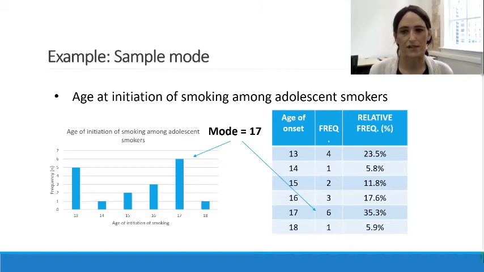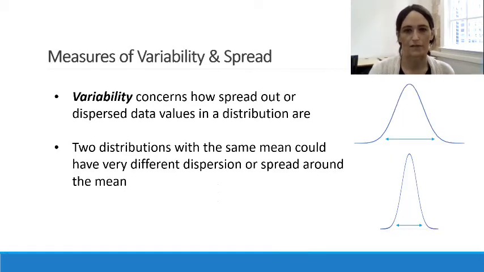And that could be interesting if you were planning an intervention and you wanted to know what age is the most likely that someone will adopt a behavior like smoking. And it could correspond to the mean and the median, but it could be a value quite far away from the mean and median. So it can have some clinical or public health relevance, but it isn't often reported as often as the mean and median.